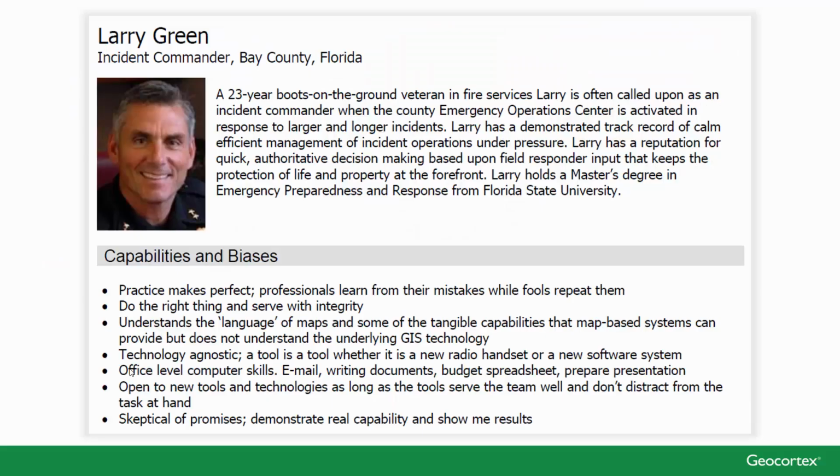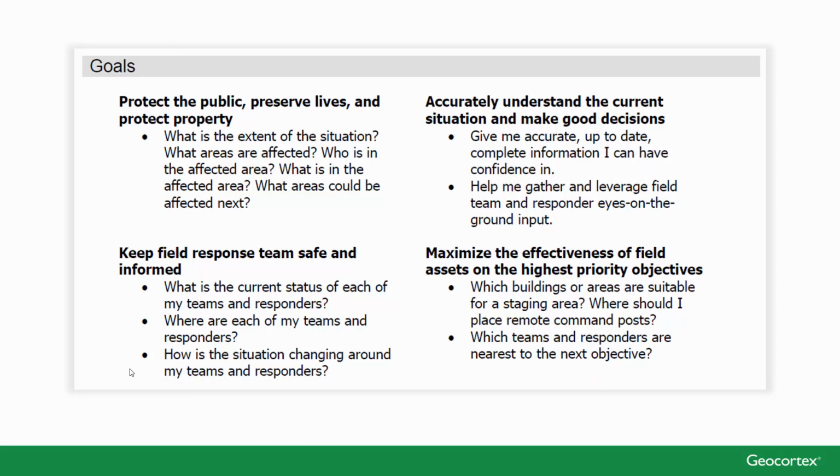And that profile is a fictitious individual. His name is Larry Green. You can see here a part of his persona. It talks a little bit about his background, his capabilities, and his biases, but perhaps most importantly, his goals. What are important to him? And this set of goals drove every decision we made in the construction of this product.